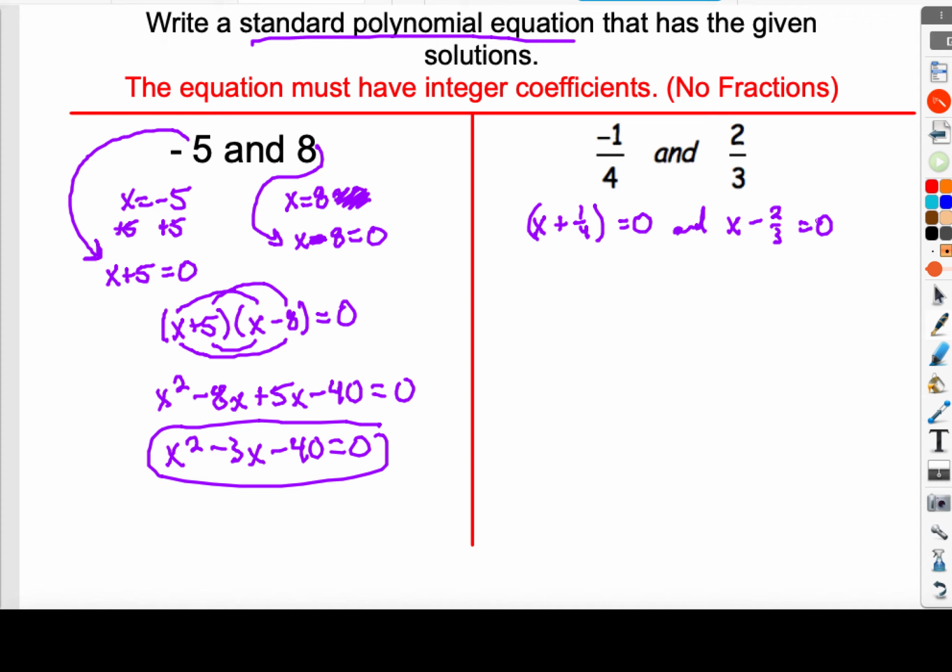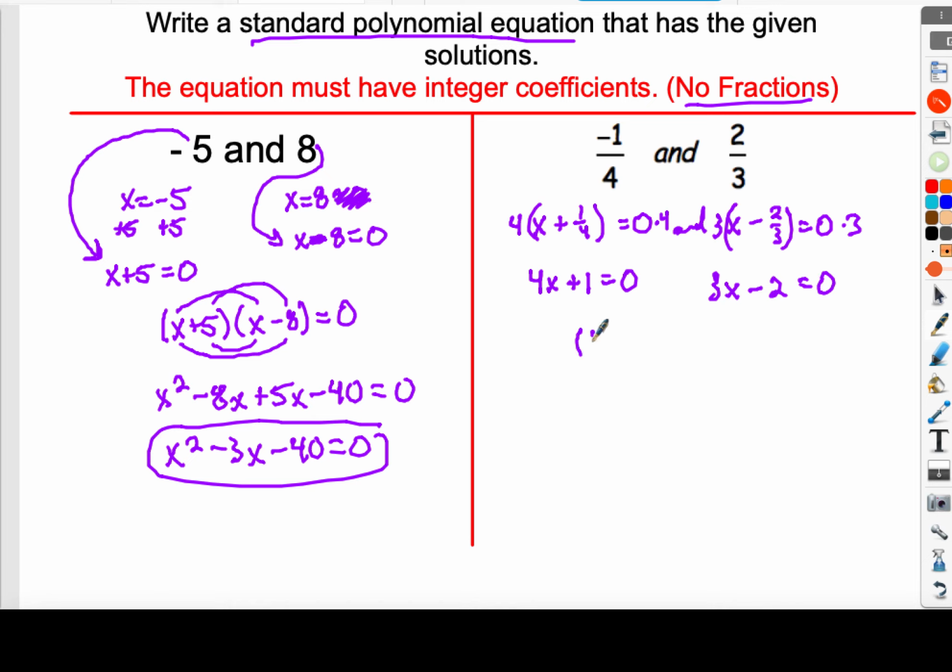Well, the real key is if we don't want any fractions in our final answer, remember, we can multiply 0 by anything we want, and it's really not going to change anything. So why don't we multiply both sides of this equation by 4, because then we get a nice 4x plus 1, and on the other side it's still 0. I'm going to do the same thing over here. I want to get rid of that 3, so I'm going to multiply both sides by 3. This becomes 3x minus 2. 3 times 2/3 is just 2, equals 0.